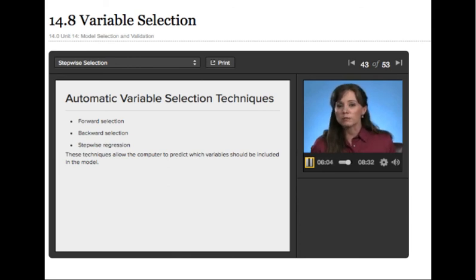You want to look at the R², and of course you always want to check your regression diagnostics to make sure variables aren't being included because of influential observations or anything like that.